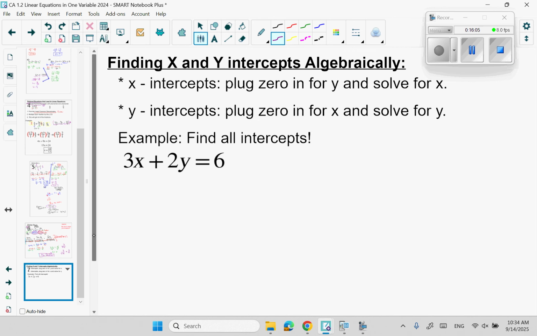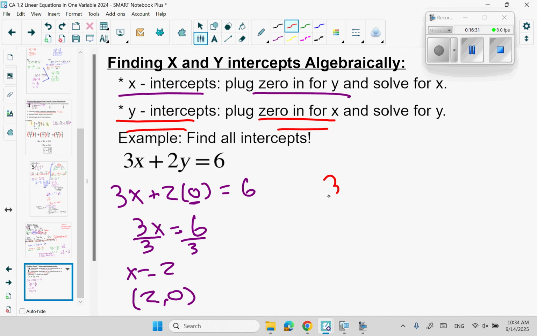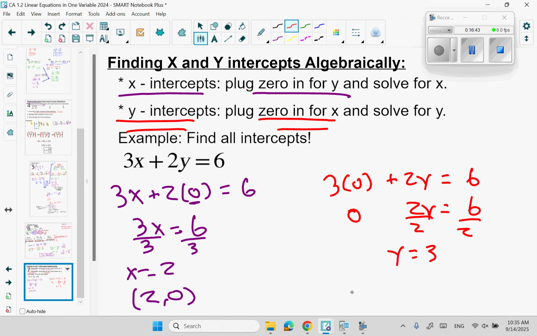And lastly, finding x and y intercepts algebraically. We talked about that earlier, but if I'm looking for an x-intercept, I'm going to put a 0 in for y. So 3x plus 2 times 0 equals 6, leads me to 3x equals 6. Divide by 3, x equals 2. So my x-intercept would be 2, 0, because that's my y value. And if I'm looking for the y-intercept, plug in 0 for x, so 3 times 0 plus 2y equals 6. 0 cancels out, so 2y equals 6. Divide by 2, y equals 3, so 0, 3 would be the y-intercept.